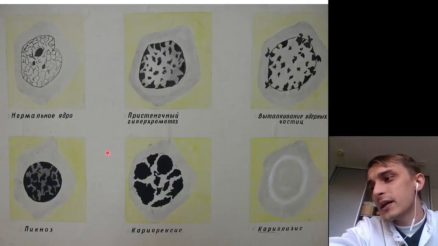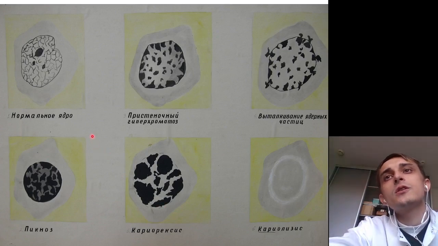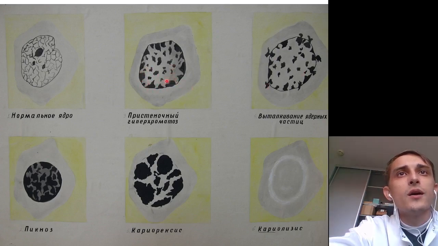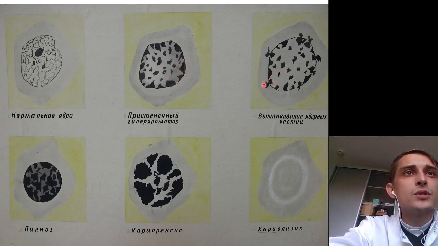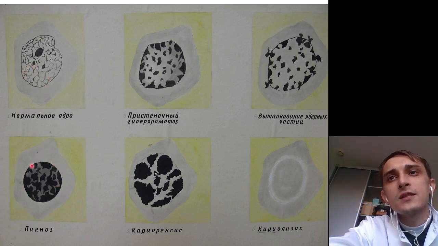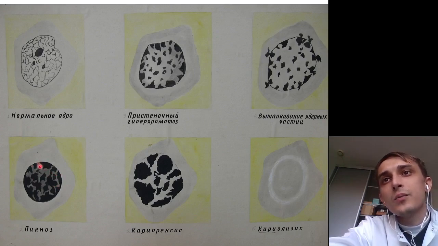Also, on this slide, we may see the stages of changes in the nuclei. In this part, we may see a normal nucleus. After it, we will see condensation of chromatin, which takes two pictures here. We may see these dark spots in the nucleus. After it, we will see the dark spots outside of the nucleus, and after it we will see karyopyknosis, a decrease in the size of the nucleus. Please compare the size of this nucleus and this one.